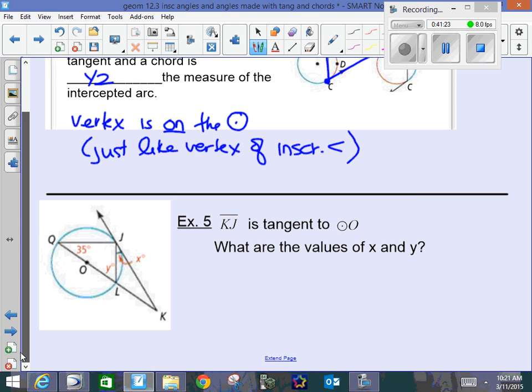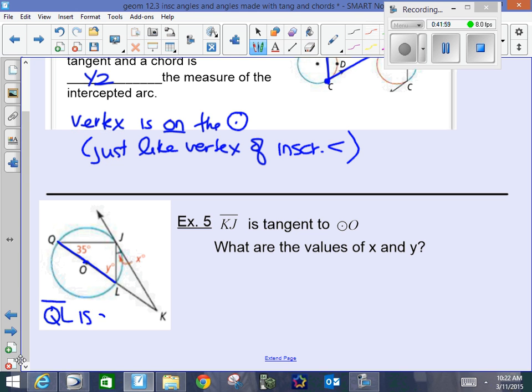Okay, so application here. AJ is tangent. Now they're going to make a kind of a standard statement at the beginning of your homework problems. They're going to say, if any lines look like they're tangent, they are. It says the same every single time. So just know that if it looks like a tangent, it is. All right, tangent to circle O. What do you know about this line right here? Just according to where the dot is.